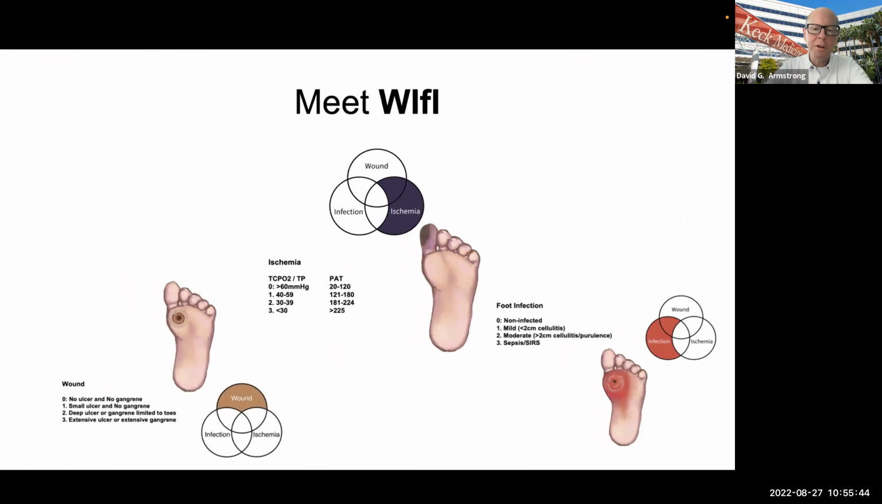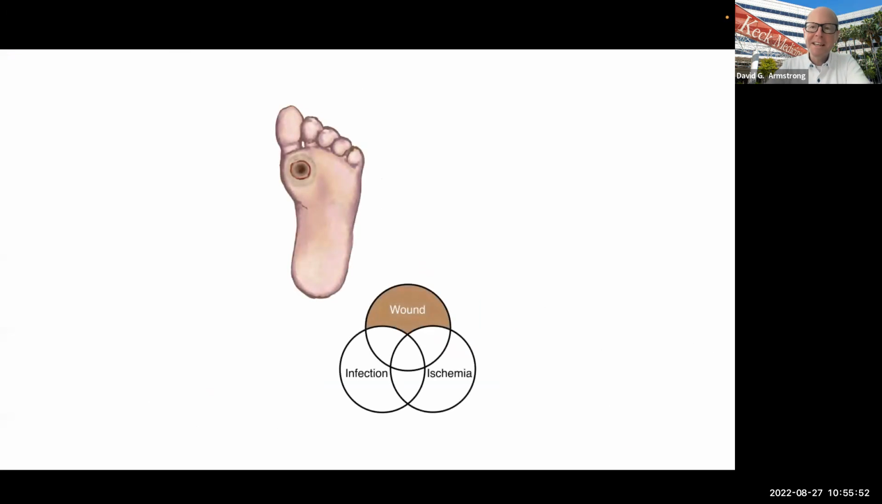The thing about this, though, is that these are always changing and they're always intersecting, and this is dynamic. And that's why the team has to be dynamic in an interdisciplinary sense in addressing these. But now let's talk together as a family, if you will, maybe surgery, addressing wounds, addressing ischemia, and addressing foot infection in that order.